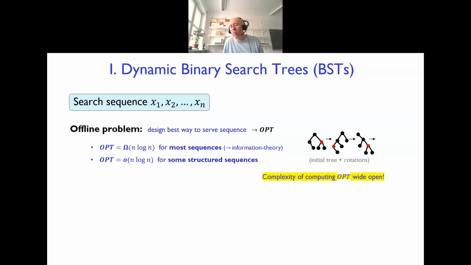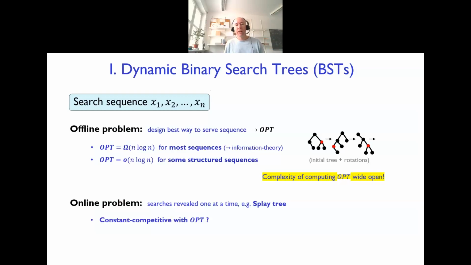And I should mention that the complexity of computing this optimum is wide open, even approximately, so it's not known to be NP-hard or polynomial time computable. And then there is an online view of the problem where we receive the searches one after the other and we have to immediately serve them in a dynamic tree, for example, in this splay tree data structure.